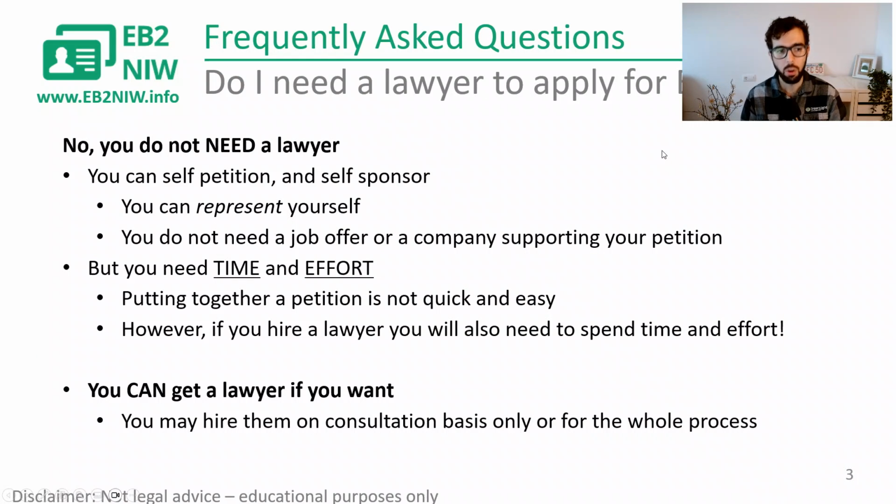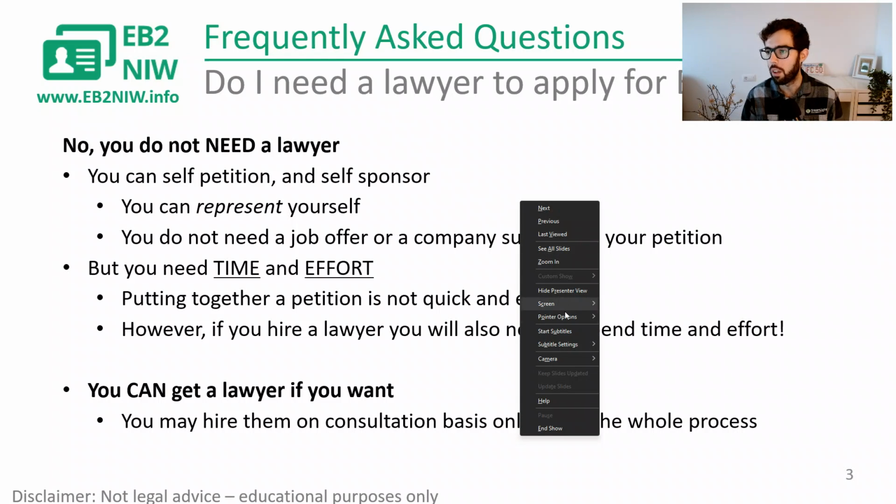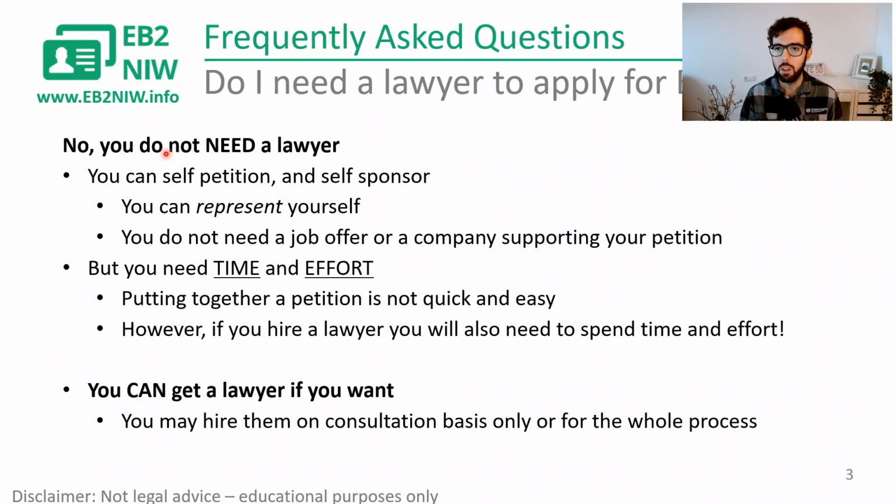The answer to these questions we just saw is no. You do not need a lawyer. Let me put the pointer. You don't need a lawyer. It's not a requirement. USCIS will not look through your petition looking for where the lawyer's signature is or anything like that. In this category, EB2 NIW, you can self-sponsor, you can self-petition, you can, let's call it, represent yourself.